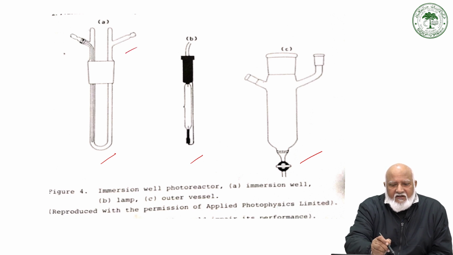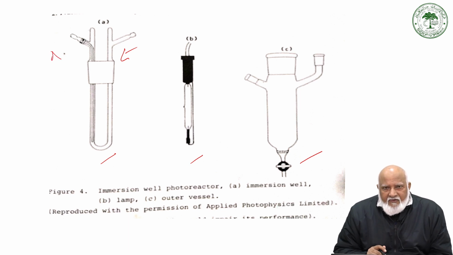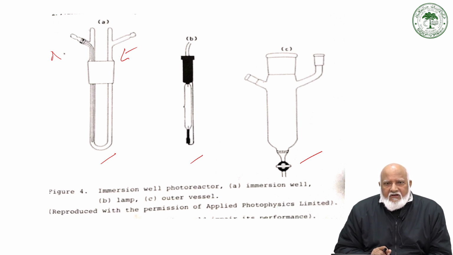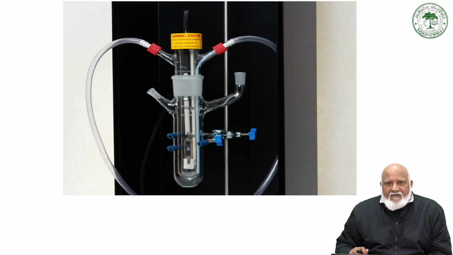It is double walled. We can bring water in and water out, because when the lamp is on, it also heats up. In order to avoid any thermal reaction, we need to cool these reactors so that no thermal reaction is taking place and the reaction takes place exclusively as a photoreaction. If we combine the whole reactor, it looks like this. You can see this is the whole setup.